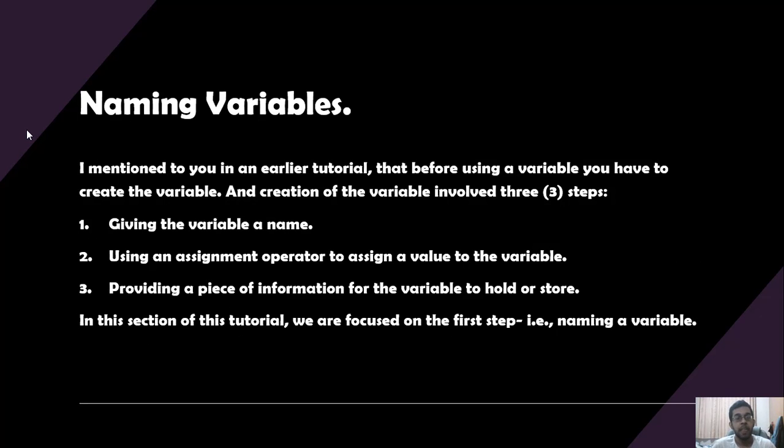Naming variables. I mentioned to you in an earlier tutorial that before using a variable, you have to create the variable, and creation of the variable involved three steps. Number one, giving the variable a name. Number two, using an assignment operator to assign a value to the variable. And number three, providing a piece of information for the variable to hold or store. In this section of the tutorial, we are focused on the first step, that is, naming a variable.